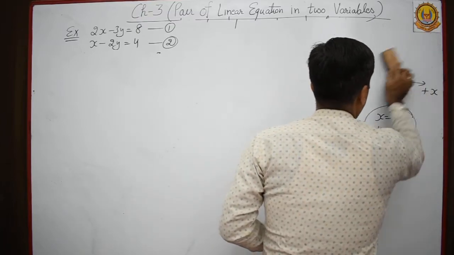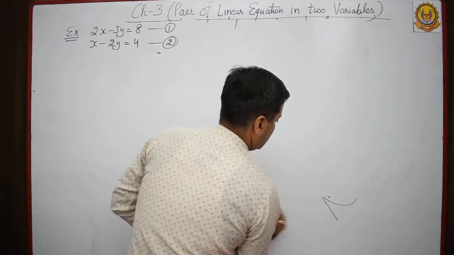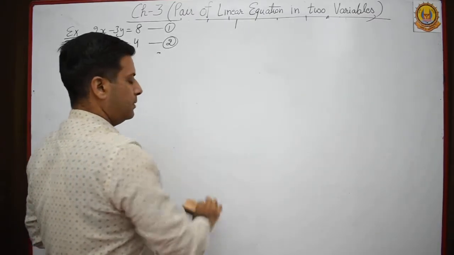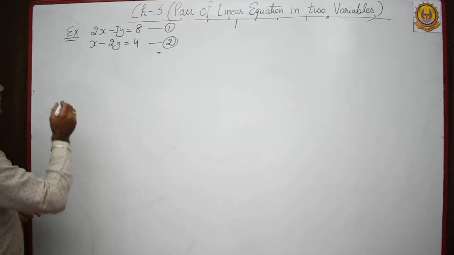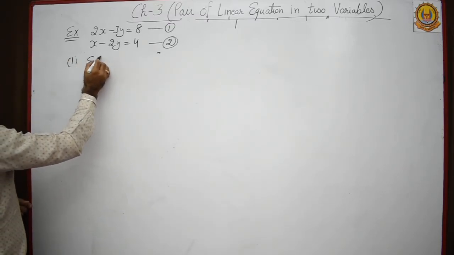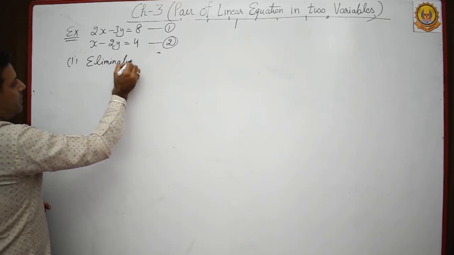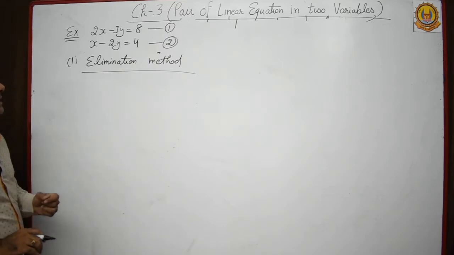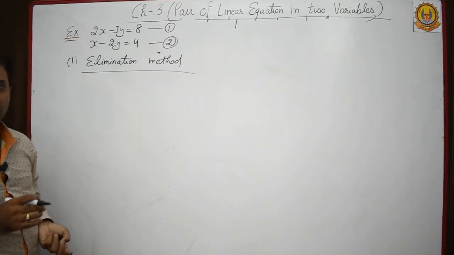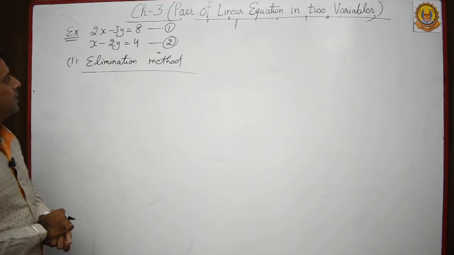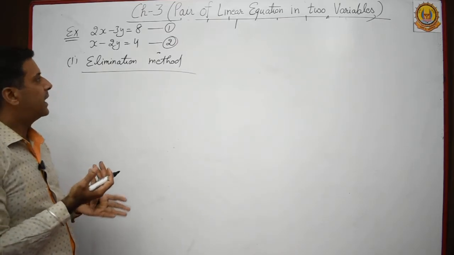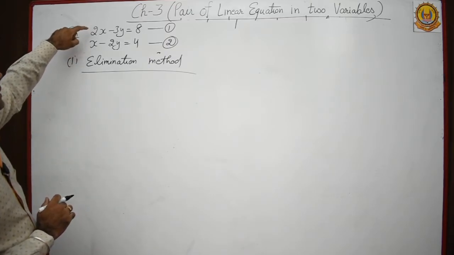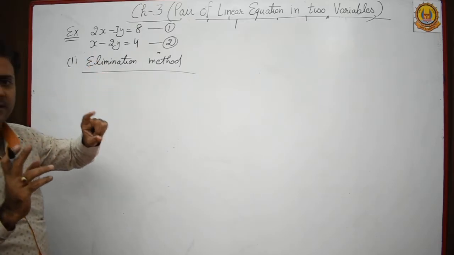next I am going to tell you about the algebraic method. There are 3 methods algebraically. Number 1, elimination. Firstly, I am going to tell you about the elimination method. In this method, we have to eliminate any variable, either x or y. For eliminating that variable, x or y, whatever you have chosen, make the coefficient of that variable the same.